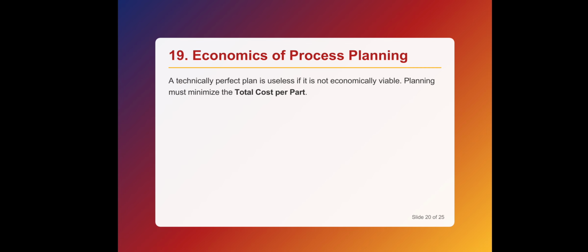The next one is economics of process planning. A technically perfect plan is useless if it is not economically viable. Planning must minimize the total cost per part. So economics of process planning is very much important in the process planning activities.